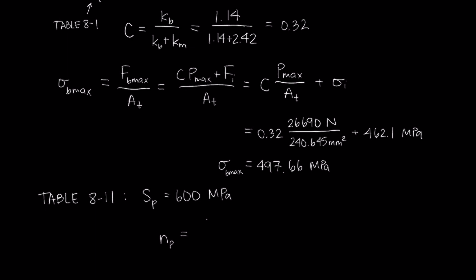n_p equals our proof strength over the maximum stress in the bolt. So that's going to be 600 over 497.66, which is 1.21, or let's just say 1.2. But remember, when we developed this equation in our last video, we said that this is often not much greater than 1, and that's what we see here. This is our traditional factor of safety, which compares our maximum bolt stress to the proof strength. But now let's look at the load factor.